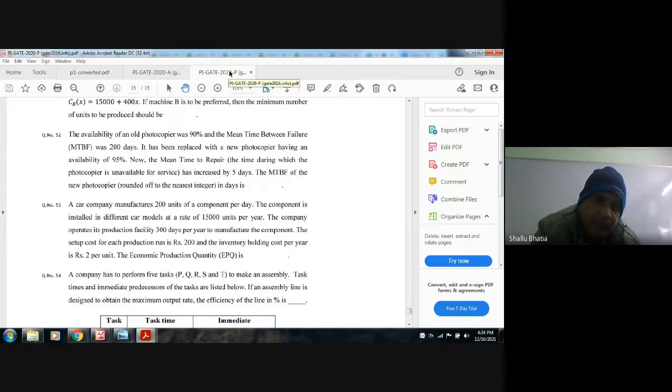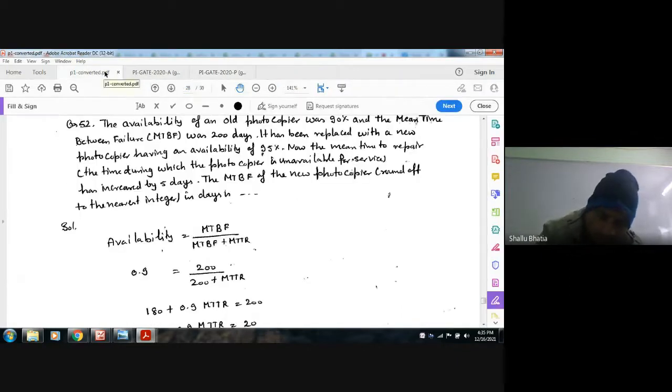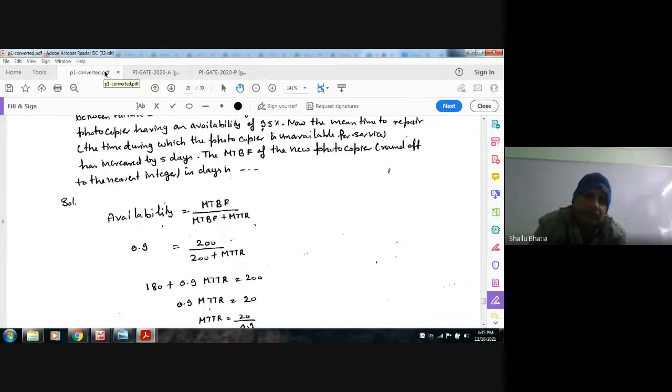It has been replaced with a new photocopier having an availability of 95%. Now the mean time to repair, the time during which the photocopier is unavailable for service, has increased by 5 days. The MTBF of the new photocopier, rounded off to the nearest integer in days, is... We know that availability is mean time between failure divided by mean time between failure plus mean time to repair. Now this mean time between failure is 200 and availability is 0.9.